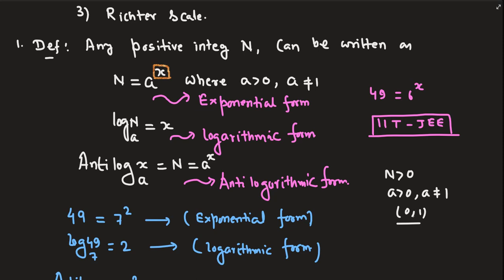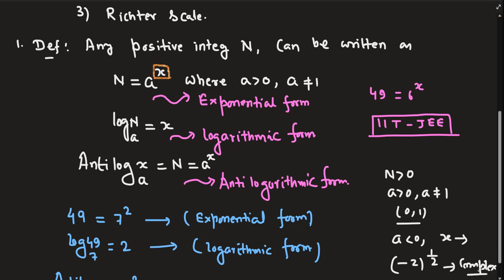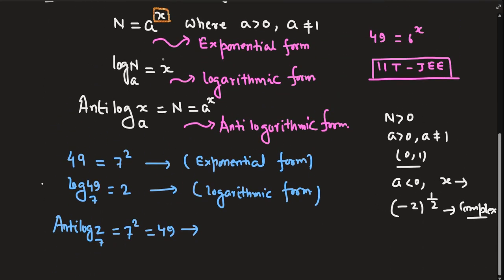Sometimes the question arises, sir, why are you not taking a as negative? If you take a negative, then the problem is that log x cannot always be defined. Why? Suppose you take a as minus 2, and its power is half. Now you get a complex number. But here we define the log for real numbers only. Okay? So that's why a should be positive.